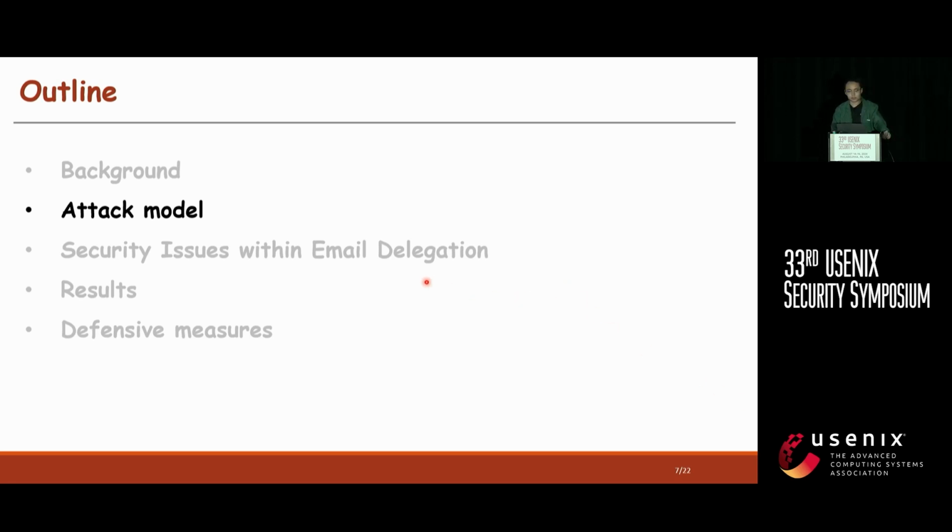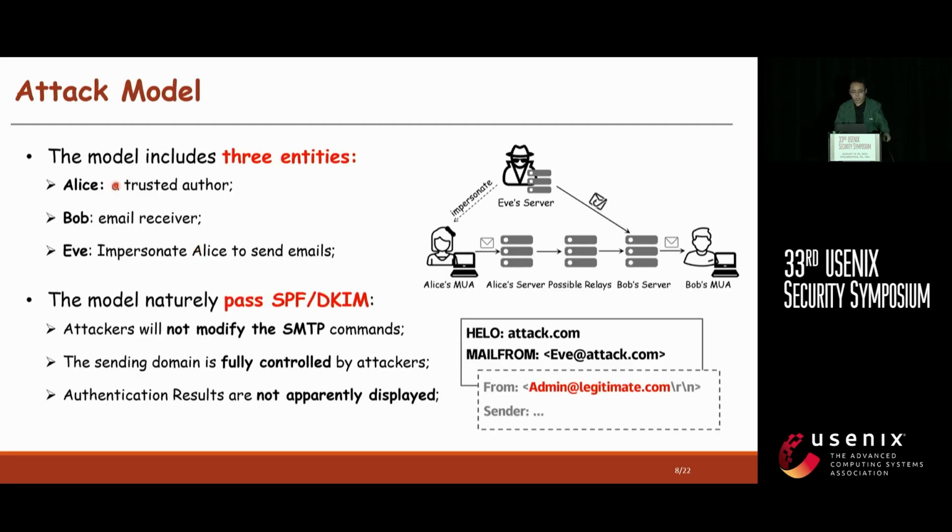Next, before talking about the security issues, let us talk about the attack model of this paper. Our attack model includes 3 entities. Alice is the trusted author, and Bob is the receiver. In other words, Bob is the target. And the attacker Eve aims to impersonate Alice and send an email to the target. We assume that the attacker has a personal email server that can directly launch SMTP sessions with target servers.